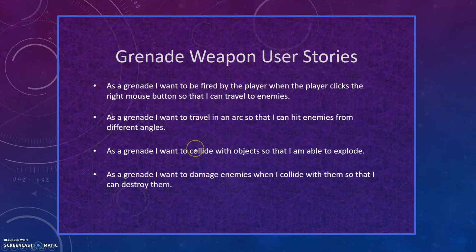Okay, now for the next couple of stories, they're very similar. They're all different kinds of weapons that I had to design for our game. There's a lot of crossover between them, but each one is also very different in its own right. So I'll go ahead and go over the user stories for the grenade weapon first. As a grenade, I want to be fired by the player when the player clicks the right mouse button so that I can travel to enemies. As a grenade, I want to travel in an arc so that I can hit enemies from different angles. As a grenade, I want to collide with objects so that I am able to explode. As a grenade, I want to damage enemies when I collide with them so that I can destroy them.